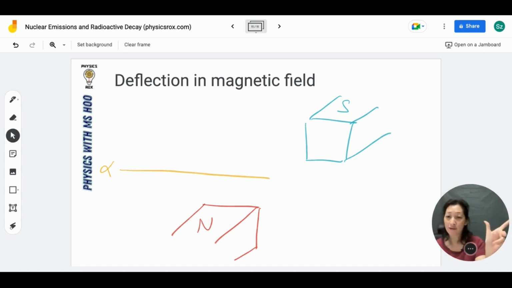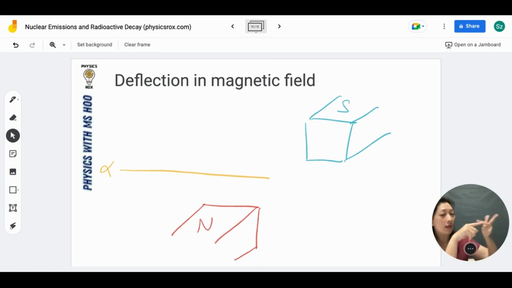All right, so let's use our left hand. For Fleming's left-hand rule, remember, this is force, this is magnet, this is current. In this case, though, there's no current flow, which means that the charge is going to be represented by the middle finger. In the case of alpha, because alpha is positive, imagine it's moving from positive to negative, it's the same as current. So have the middle finger follow the alpha direction of positive to negative.